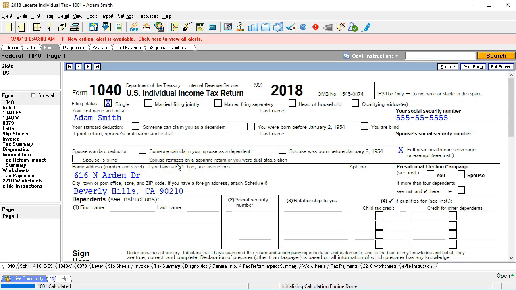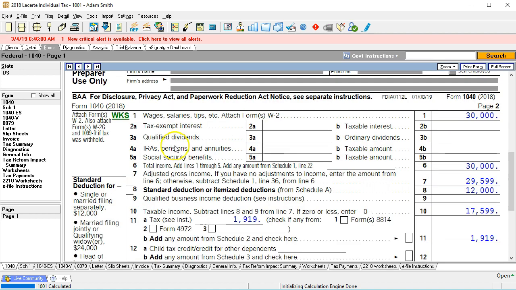So if we see this in our test 1040, this is just the test 1040. The names won't be the same. We'll just look at a similar situation here where we have the simple single individual. As we scroll through this, we've got the $30,000 of income. We've got the $29,599 as the adjusted gross income.